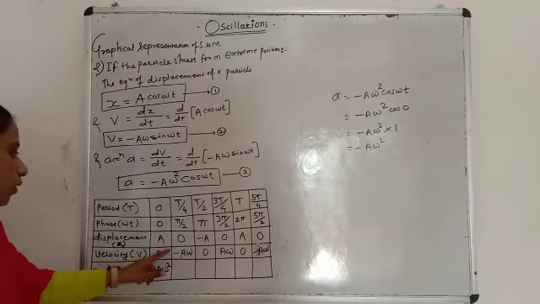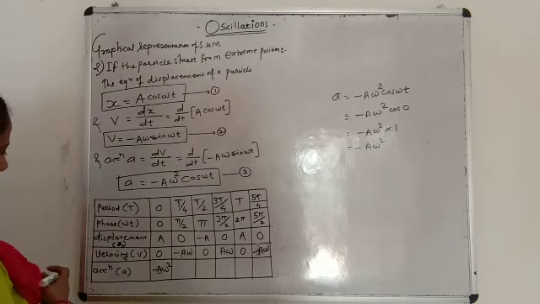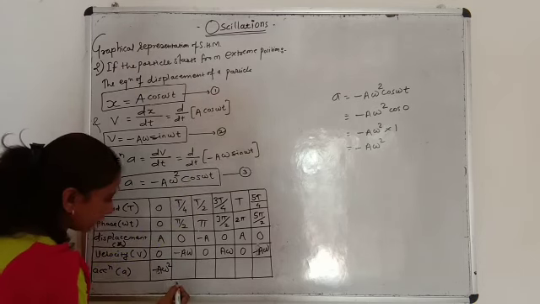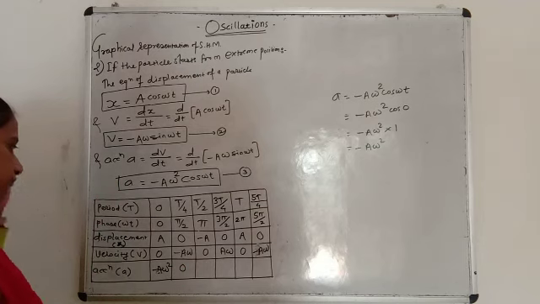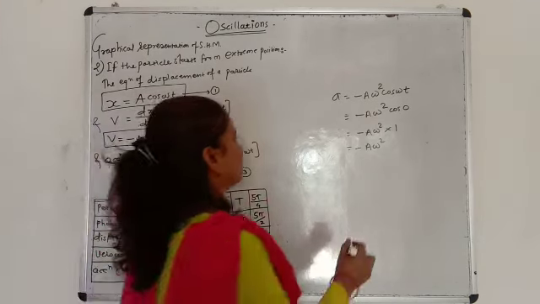Okay. Then cos pi by 2. Cos pi by 2 is 0. 0 into minus a omega square becomes 0. Then cos pi. Cos pi is minus 1.